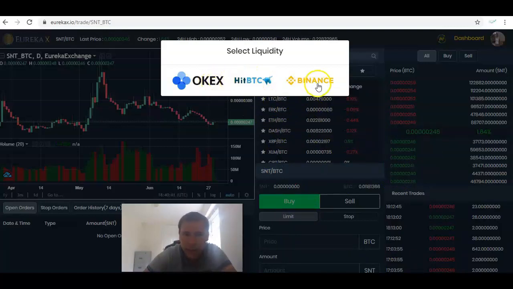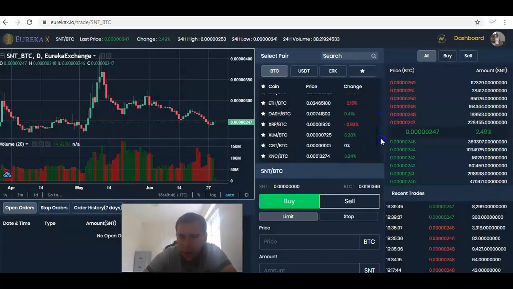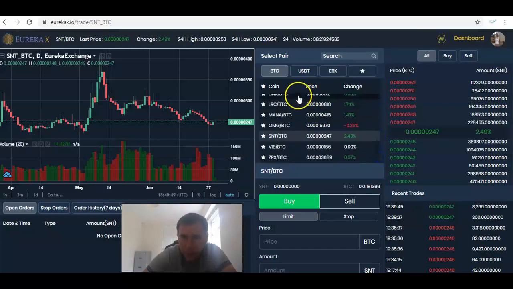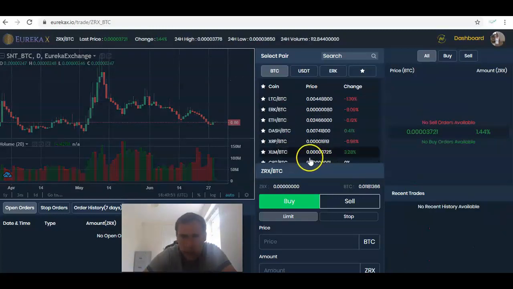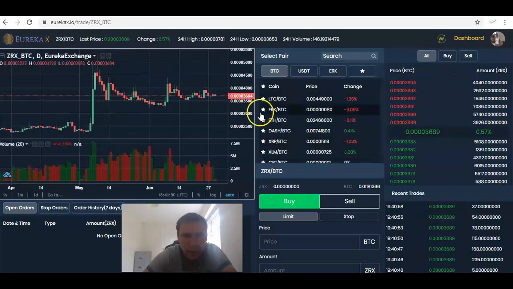So let's go through here for a minute, and if we click on Binance, for example, we're going to come down to the bottom. We're just going to pick any token for the minute. Let's pick ZRX. So this is ZRX, as we can see, trading sideways like most things are at the minute. We're going to have a look at this inside Binance, and we're going to come across over here to the right-hand side, where we're going to see the order book.